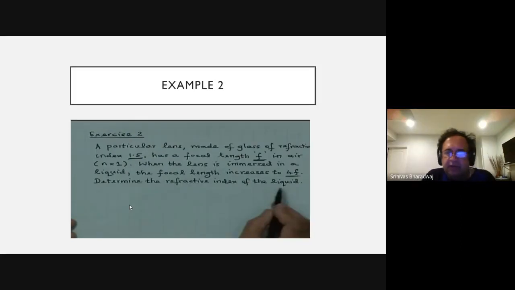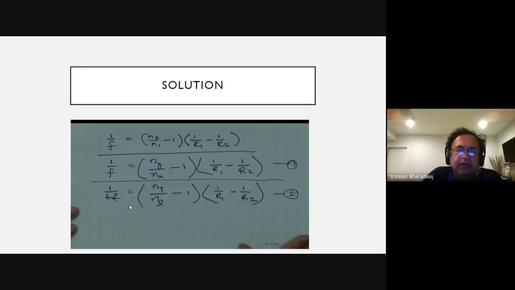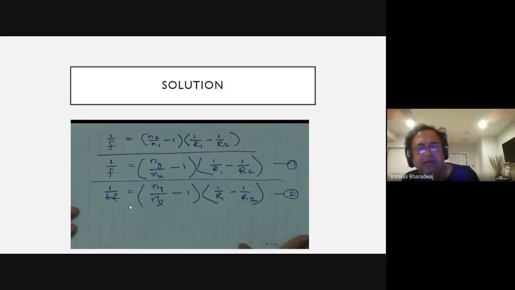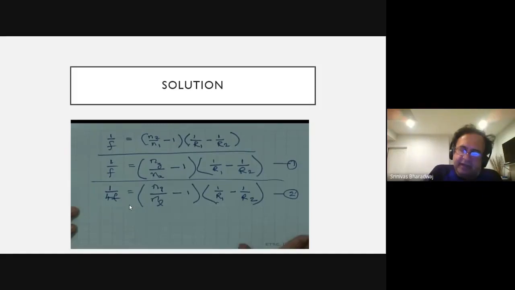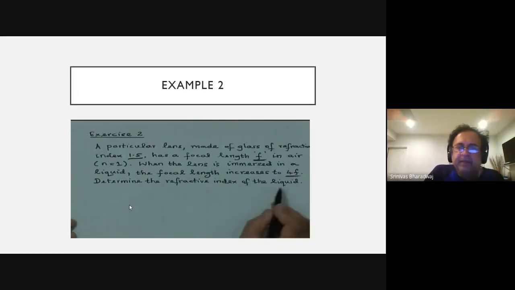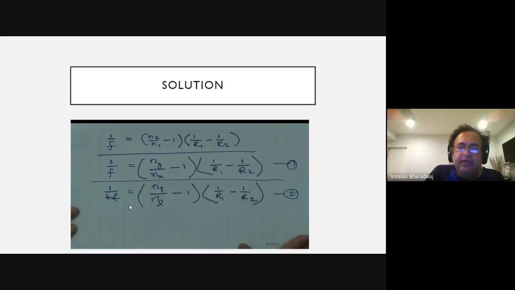Right? So, we already know 1 by f equals n2 by n1 minus 1 times 2 by r. Right? You remember, and in one case, one was air, so n minus 1, right? n1 was 1, so n minus 1 times 2 by r, right? So that was the original formula. So that gave you the original f, right? Now, when you put it in a liquid, right, you end up with, see, this is the air formula, right?